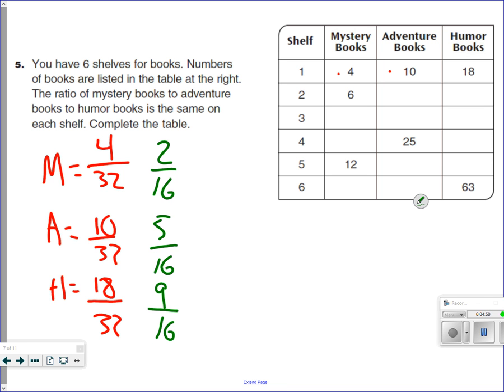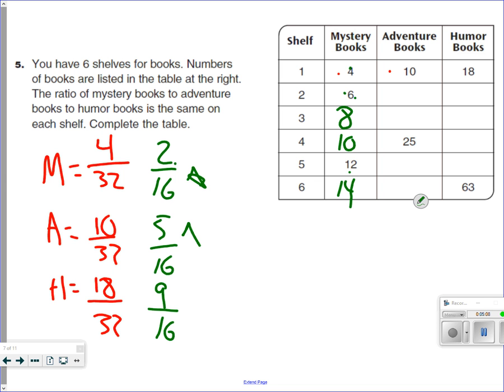So take a look here. If the same ratio is here for mystery books, all I had to do was add 2. 4 plus 2 is 6. For the third shelf, I'm adding 2, so I'm getting to 8. Adding 2, I'm getting to 10. Adding 2, I'm getting to 12. Adding 2, I'm getting to 14. That is my ratio for mystery books.